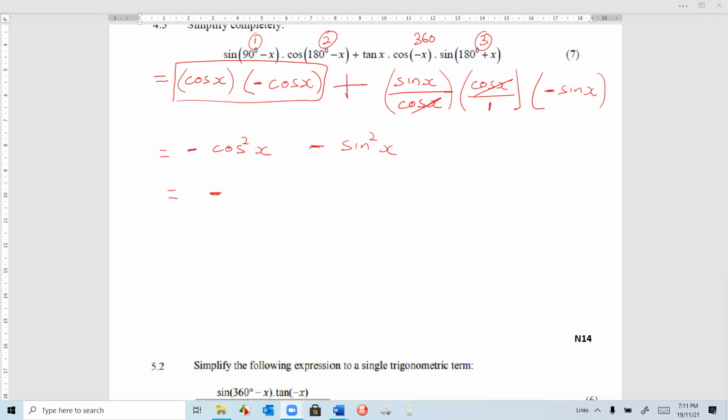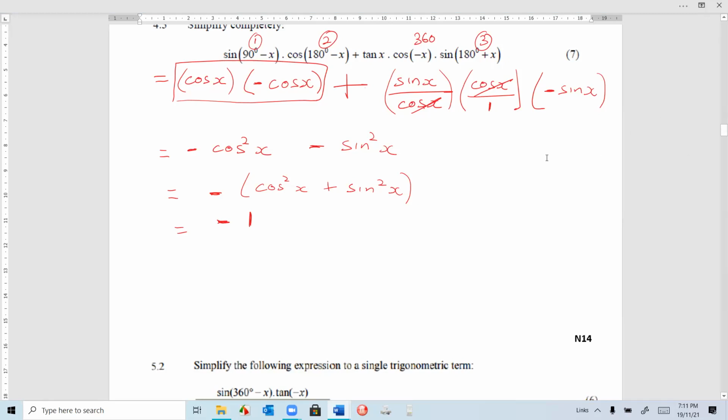So if you take out a minus there, gentlemen, we're now going to end up with cos squared x plus sine squared x, because I took out a minus, and the minus sign will change your signs in the bracket. And we know that cos squared plus sine squared is 1. So that turns out to be a negative 1.